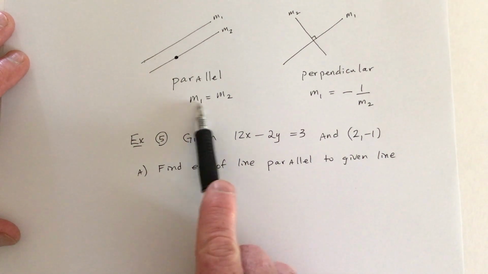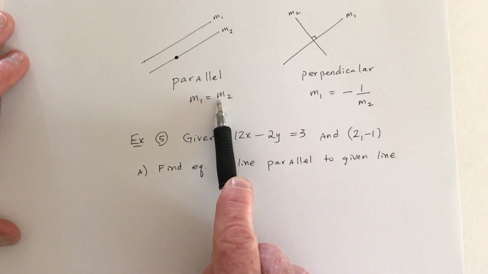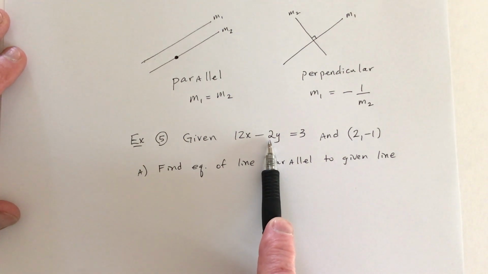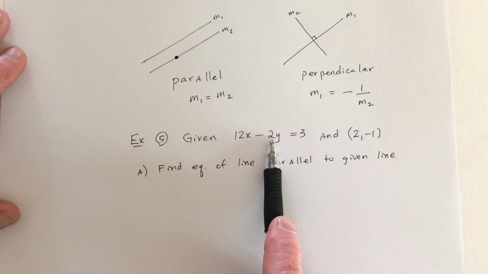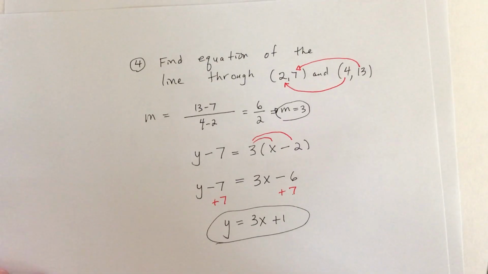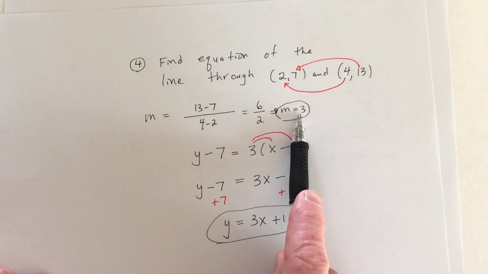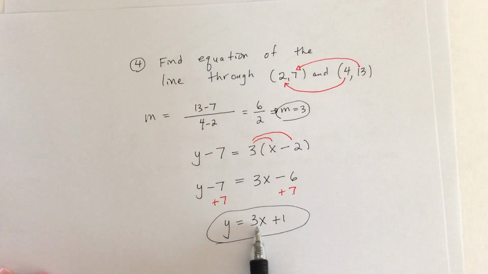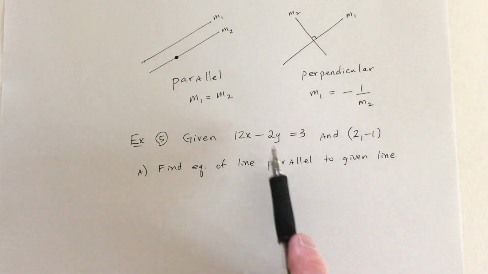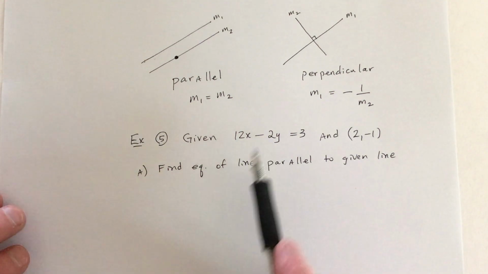Well, for parallel, that means their slopes need to be the same. So that means for this one, I need to find its slope. And if I solve for y, then the number sitting in front of x is going to be the slope. Just like with this example that we did, we found out the slope is 3. So when you solve for y, this number sitting in front of the x, that's the slope. So we need to solve for y in this equation.